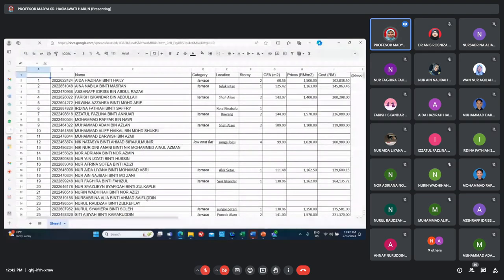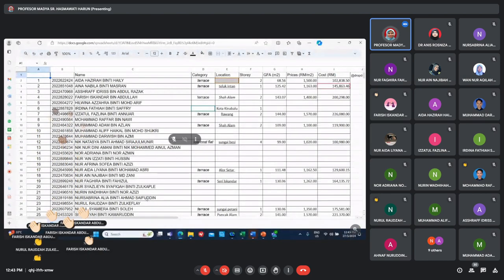Wah, tepuk tangan sikit. Boleh tepuk tangan sikit tak? Oh, tepuk-tepuk tangan, saya nak dengar. Very good. Wah, hebat, hebat. Wah, mari kita tengok.